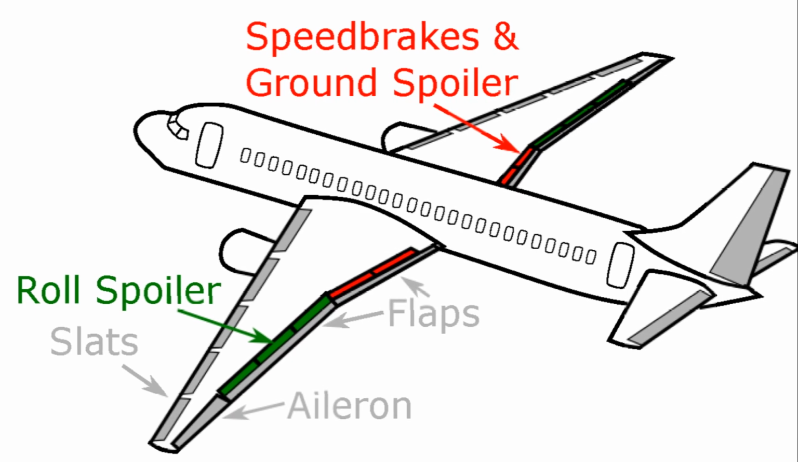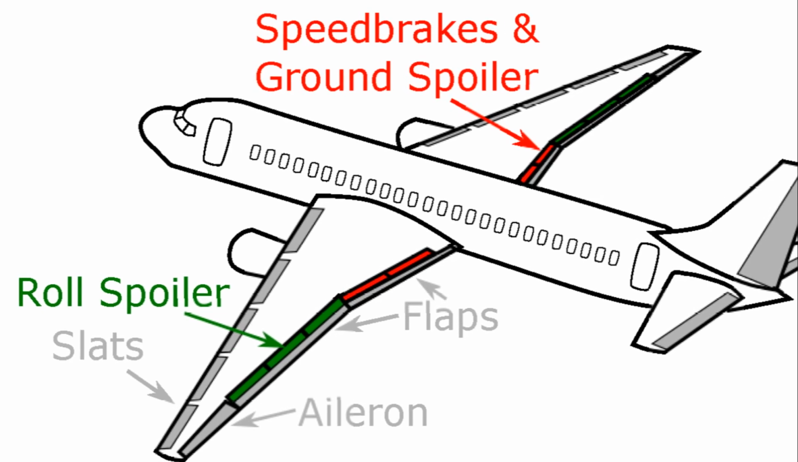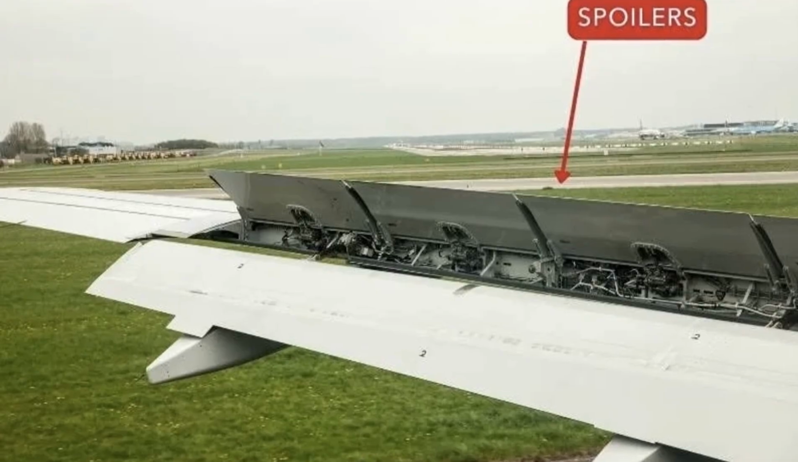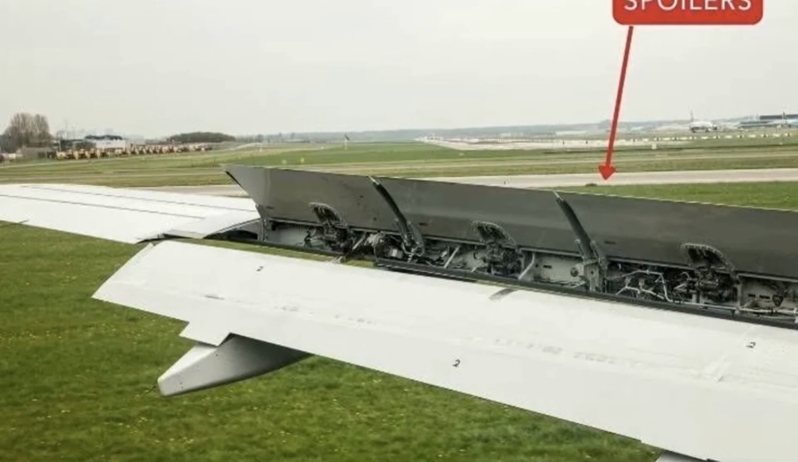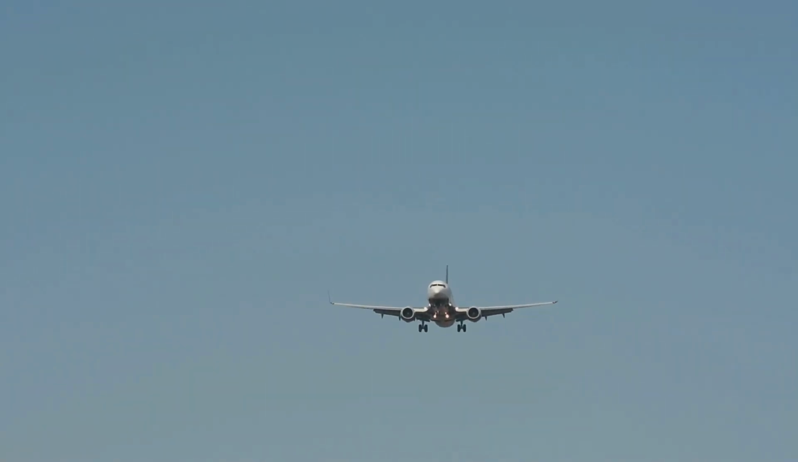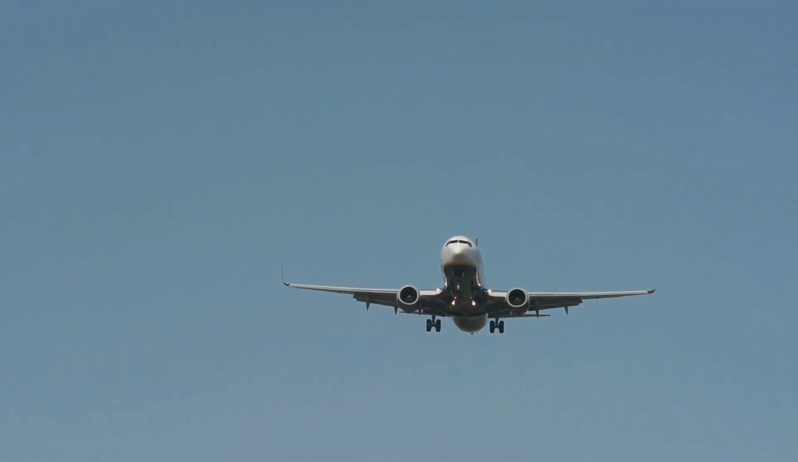Spoilers are used to reduce lift and increase drag. They help in descent and deceleration, and in some cases assist with roll control in combination with ailerons. These control surfaces working in combination allow a pilot to maneuver the aircraft safely and efficiently in flight.